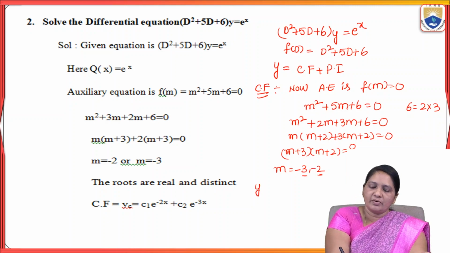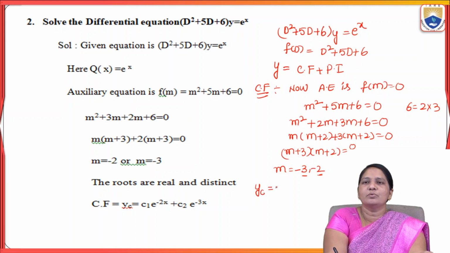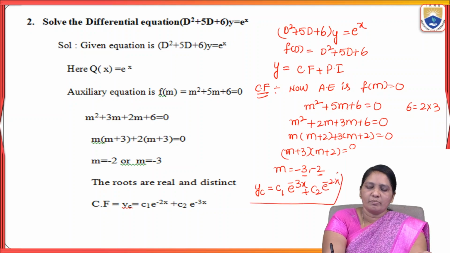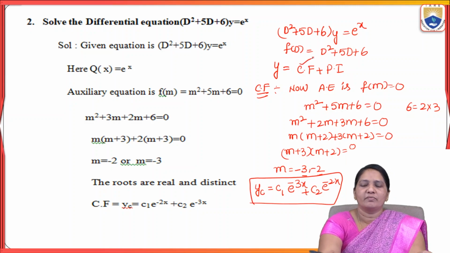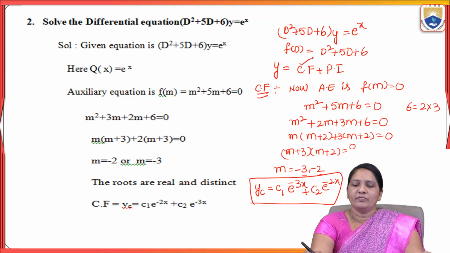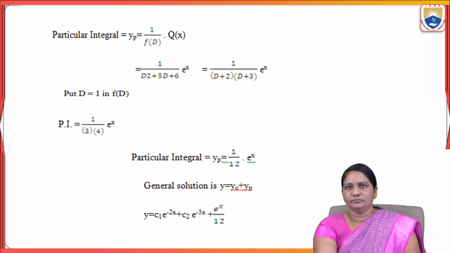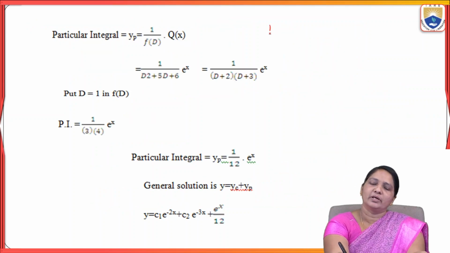So what is the complementary function now? yc equal to c1 e power minus 3x plus c2 e power minus 2x. So now this is my complementary function. That means one value is calculated. Now we are going to calculate the particular integral. So how to calculate the particular integral?